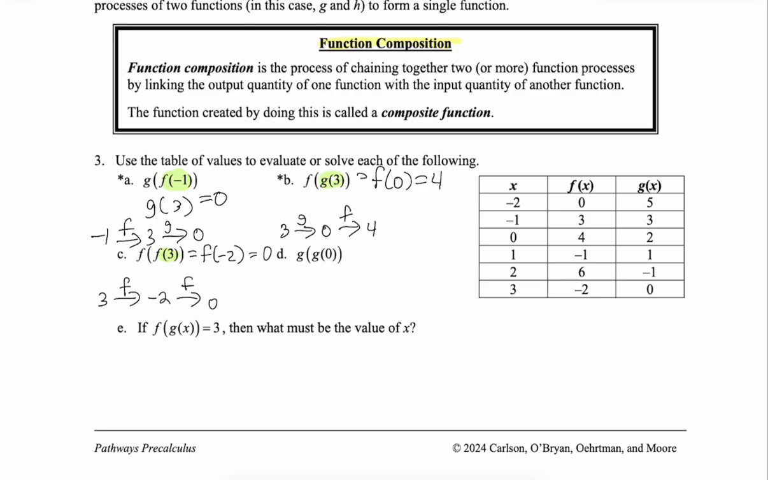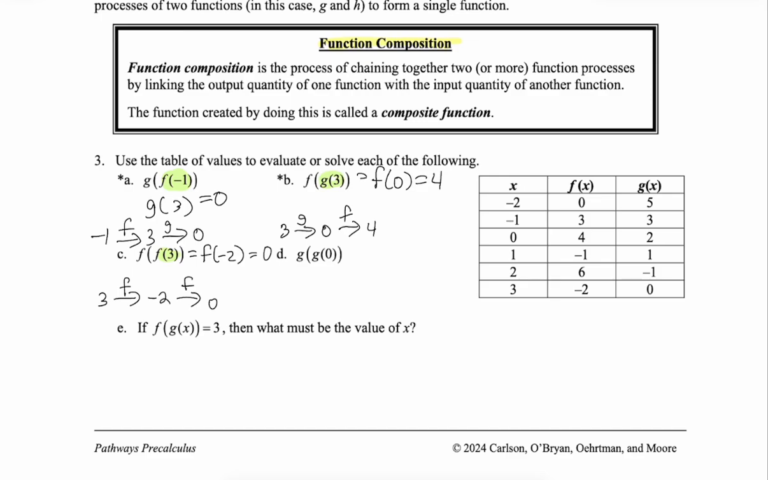Okay, so let's look again. If you look at 3 on our chart, the f value at 3 is negative 2. We're going to use the f function again. If we have an x value of negative 2, we get an f value of 0. So our final answer is 0.